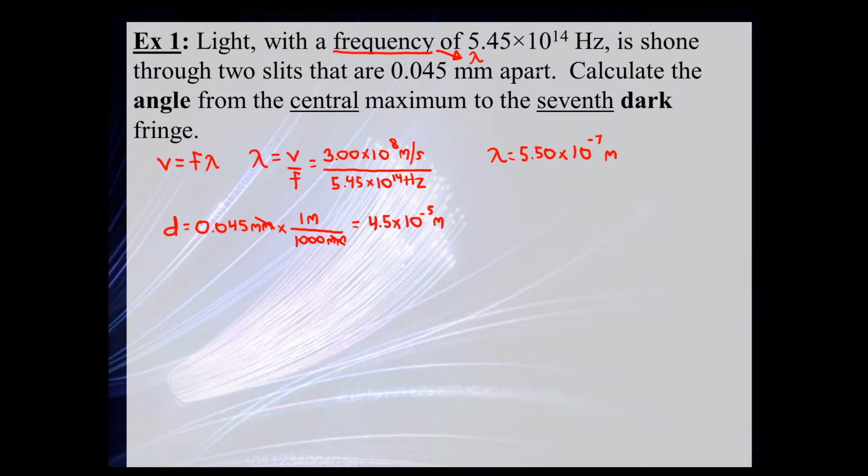What I want to calculate is the angle from the central maximum to the seventh dark fringe. Okay, so be careful because we're talking about the dark fringe. That's going to be n. From the central maximum to the seventh bright fringe, that would be n equals 7. Remember, anytime we go to the dark fringe, we just subtract 1/2. So this would be n equals 6.5. That's my seventh dark fringe.